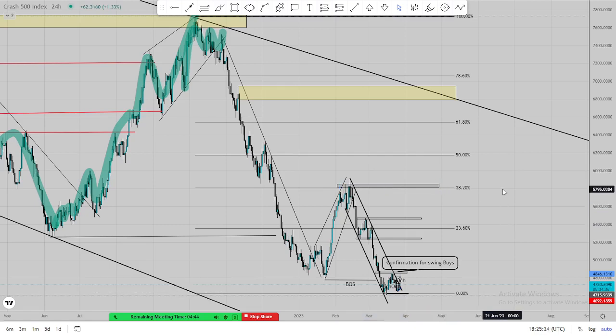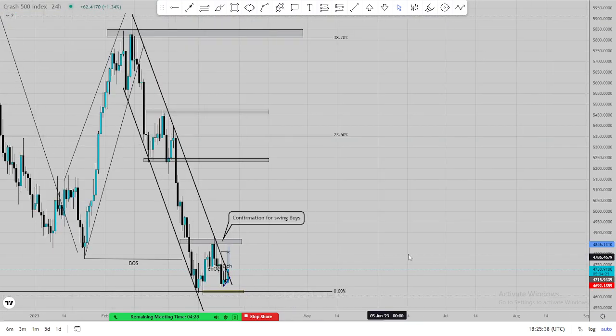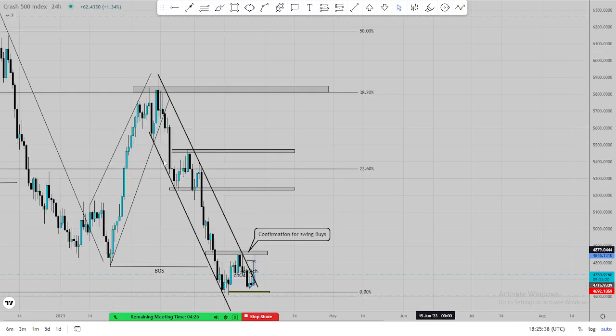So what I now need, for example, this is a counter channel to the downside. Someone can decide to wait for the break of this channel. If you check the daily candle, it hasn't fully broken this channel. Someone can wait for the full break and the retest on the daily. It's okay, but that's actually a later entry.